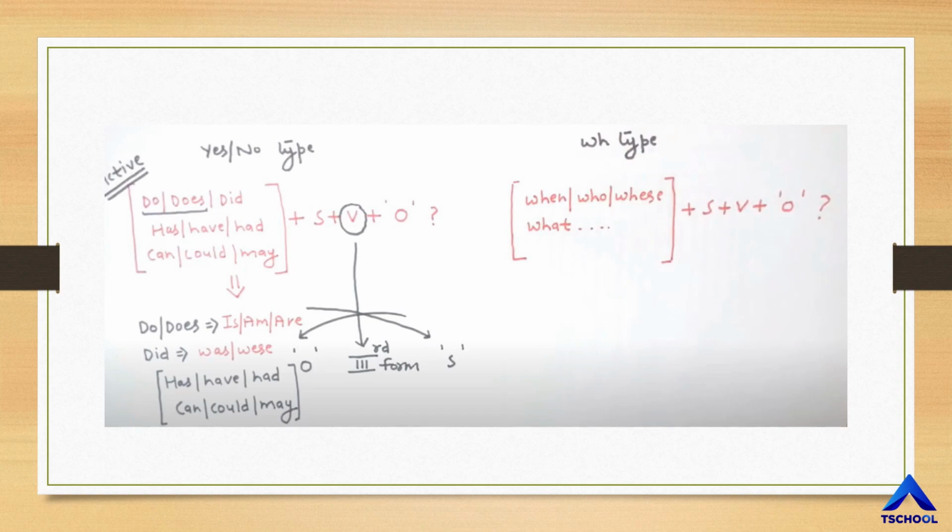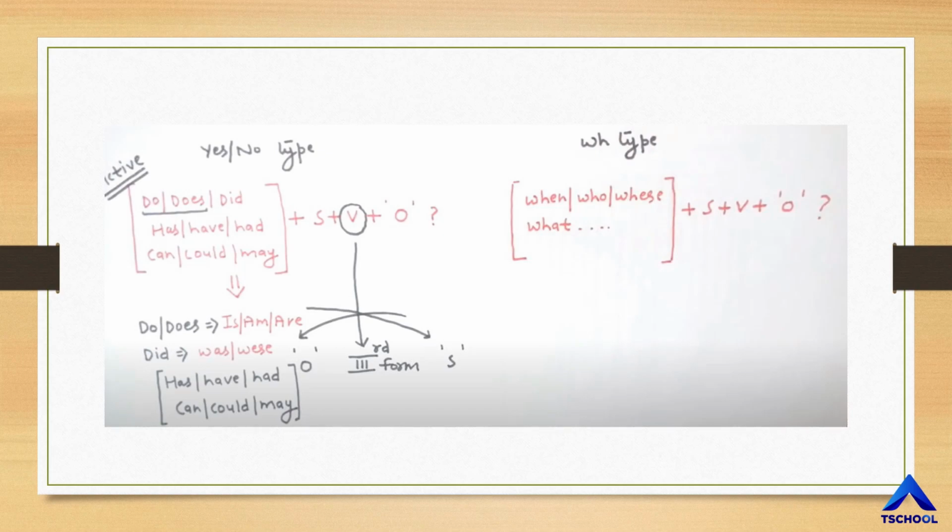We need to take care in the yes-no type, especially in the case of do, does, and did. Do and does represent the first form of the verb. I repeat it again: do and does represent the first form of the verb, and did represents the second form of the verb. So if do and does represent the first form, then we are going to use the helping verbs is, am, and are while changing from active to passive.